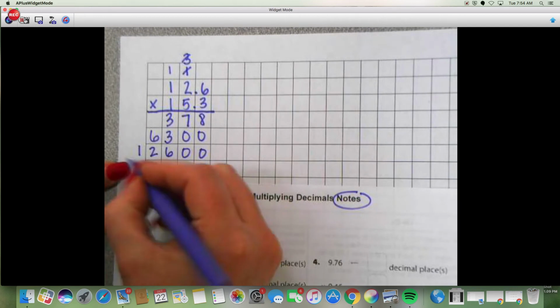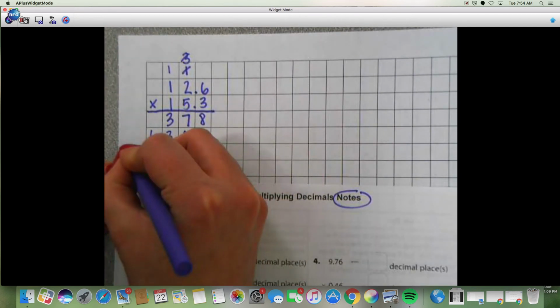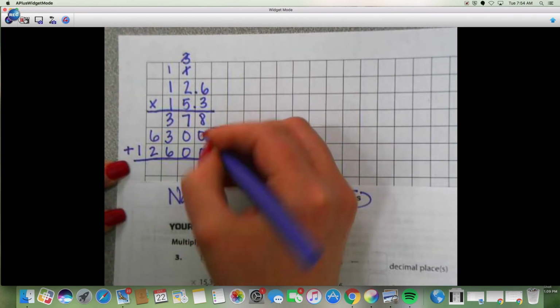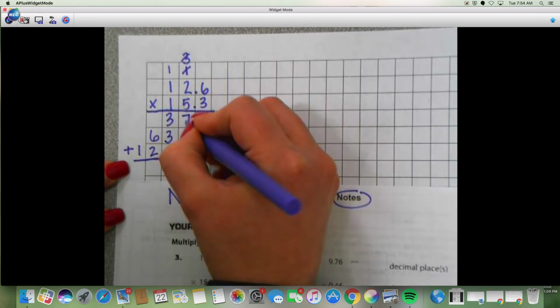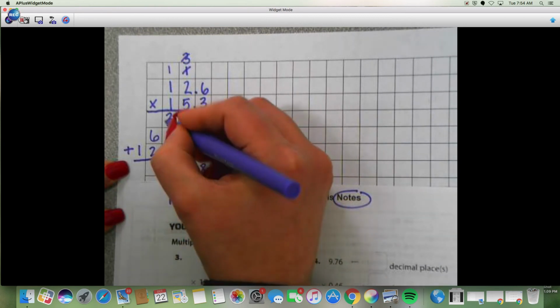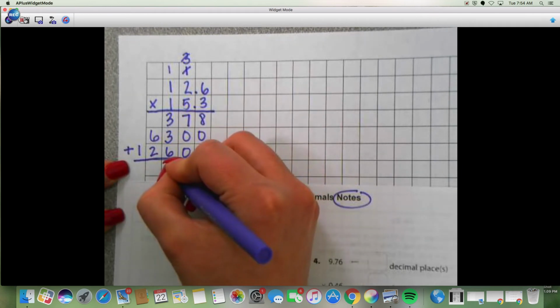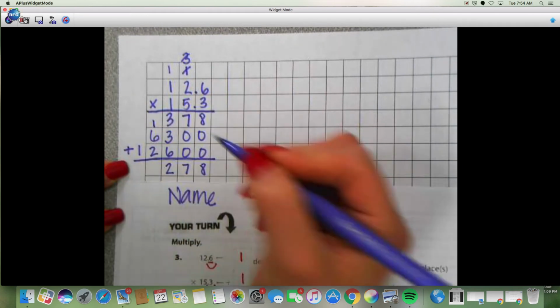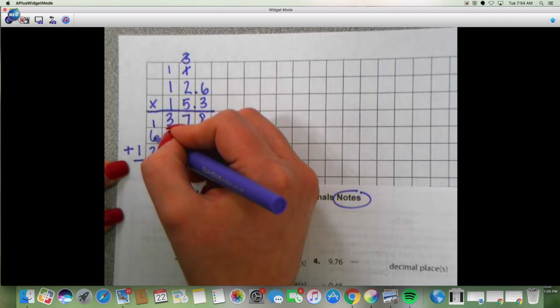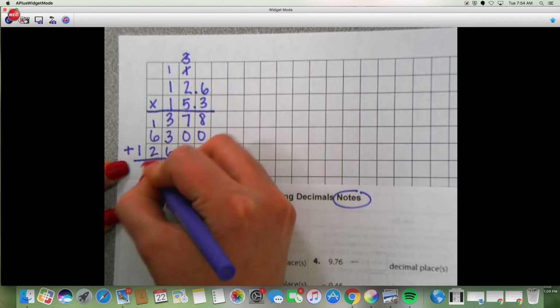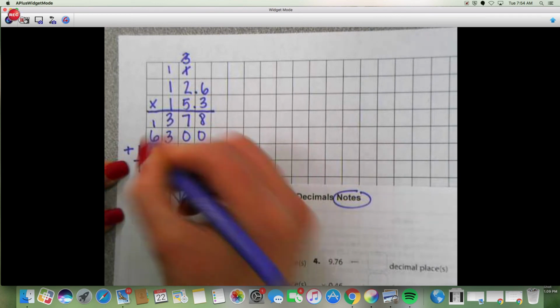So I'm going to just add like normal. 8 plus 0 is 8. 7 plus 0 is 7. 3 plus 3 is 6, plus 6 is 12. And then 1 plus 6 is 7, plus 2 is 9. And I bring down my 1.